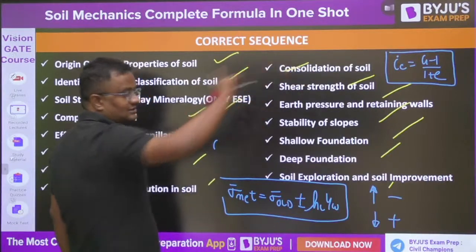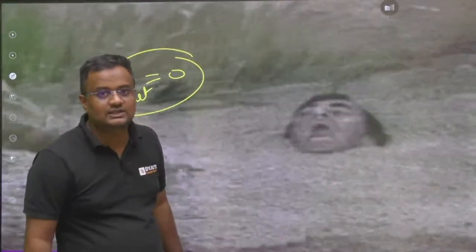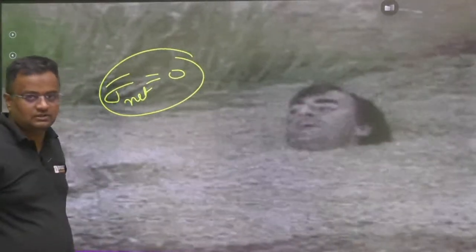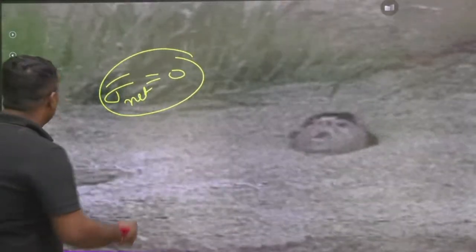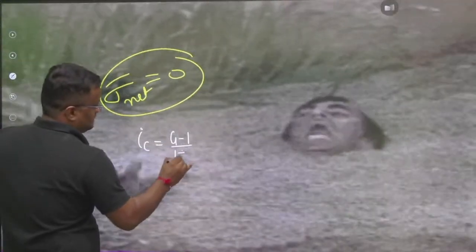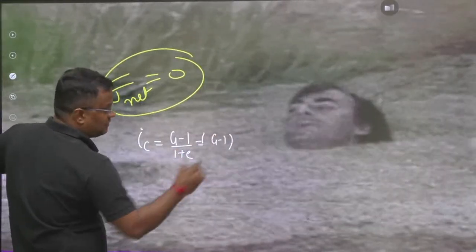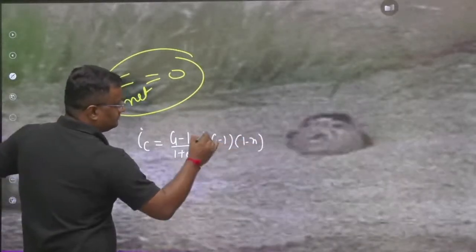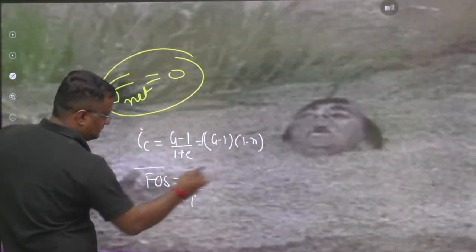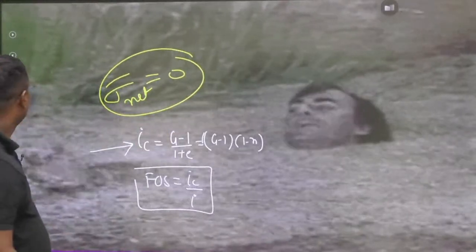So at critical gradient this effective stress becomes zero, and that means this condition is the quick sand condition. Particles have no strength. The effective stress means contact pressure, that means the particles have no strength. When this occurs, the gradient becomes G minus 1 upon 1 plus e. If you put e is equal to n upon 1 minus n, you will be getting it like this also. And factor of safety is IC by I. This is the gradient at which this condition will be happening.